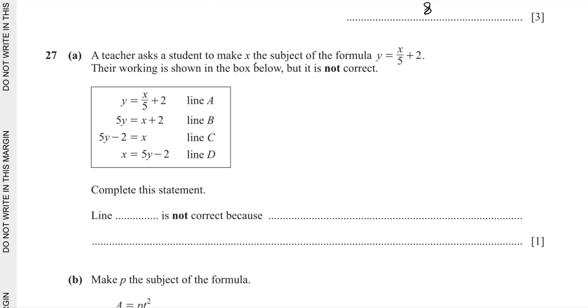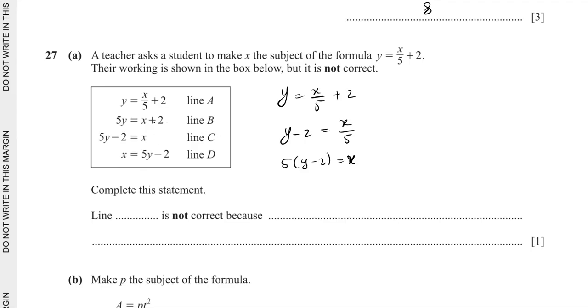A teacher asks a student to make x the subject of the formula y equals x over 5 plus 2. Their working is shown in the box below, but it's not correct. Complete the statement: line what is not correct because. So first, let's just solve it here. y equals x over 5 plus 2. Since we're solving for x, first we bring 2 to this side, so it's going to be y minus 2 equals x over 5, and then we simply bring 5 here and multiply with the whole thing. 5 times y minus 2 equals x.